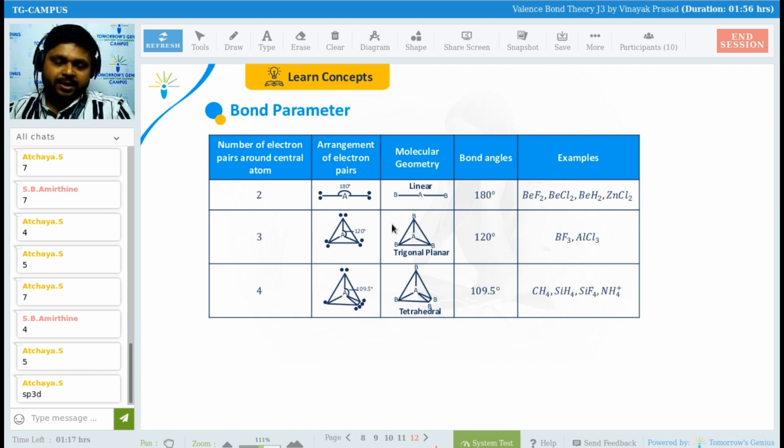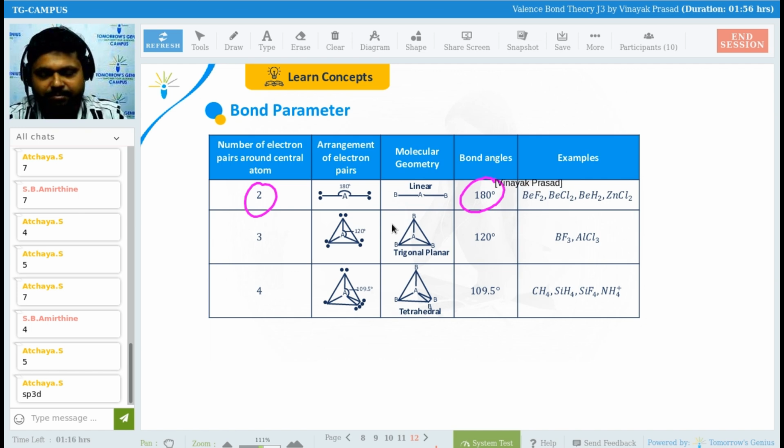Now you can see the number of electron pairs around the central atom is 2. So it is AB2 type. It is linear, 180 degrees. BeF2, BeCl2, BeS2, ZnCl2 are examples of this.